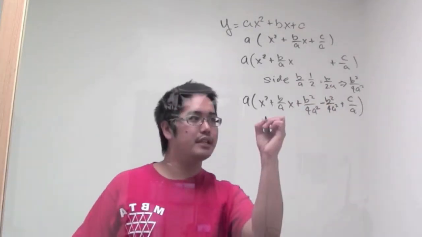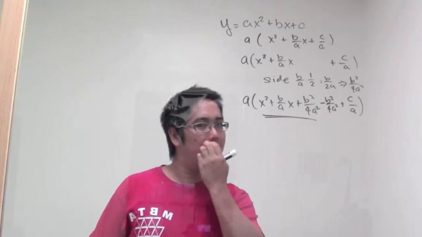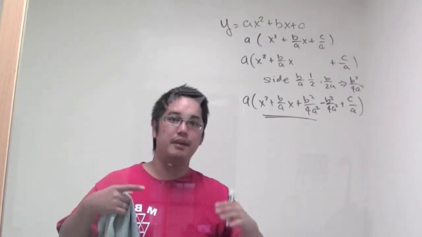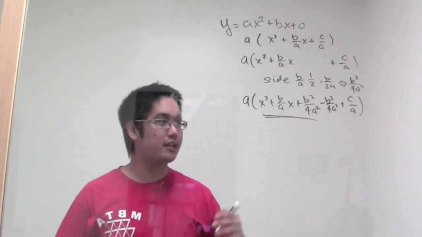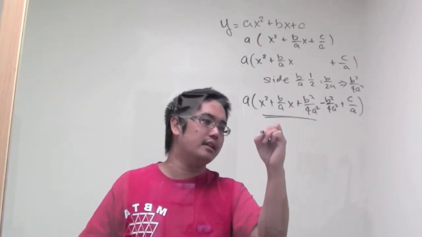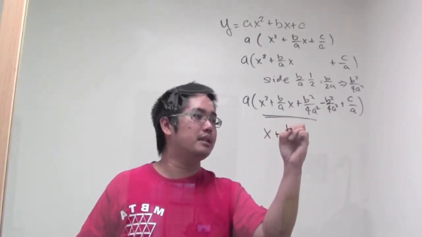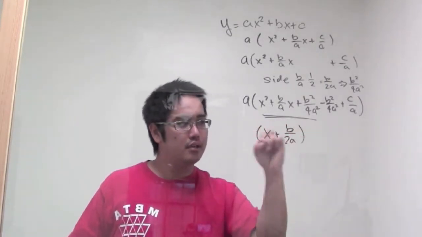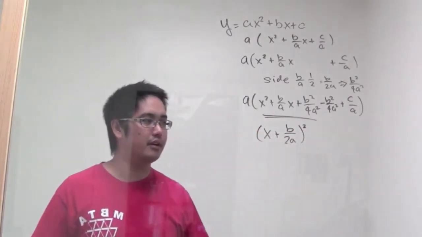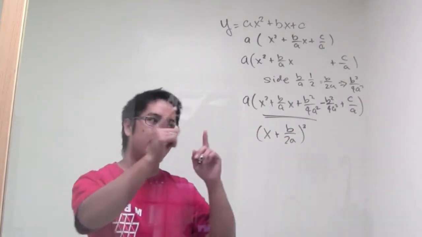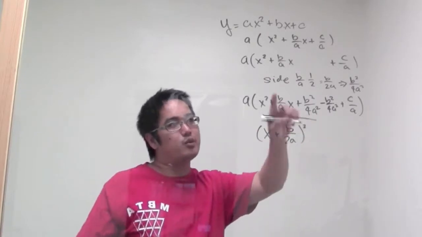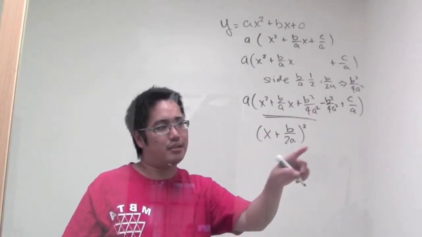Now the reason why I did that is because these first 3 terms end up being something really nice to be able to be factored. I'll show you how to factor them. All you do is you take this as x plus b over 2a squared. Alright, that's a little freaky. The reason why I did this weird trick is so that I can make it look like this.